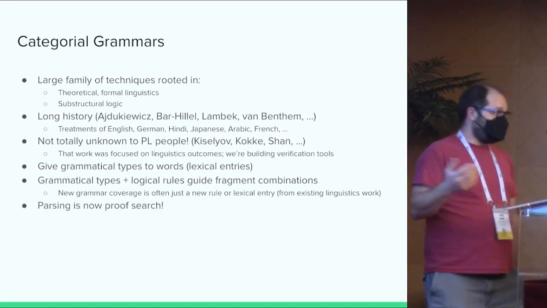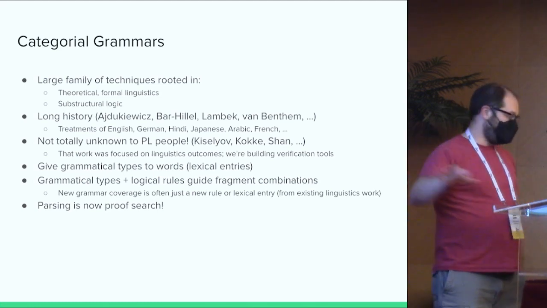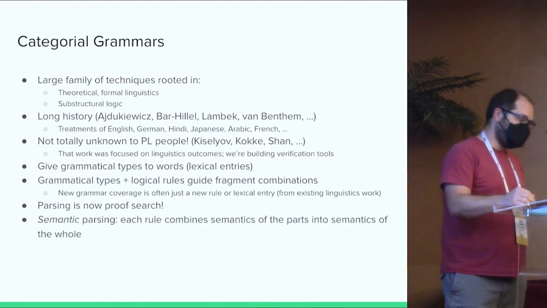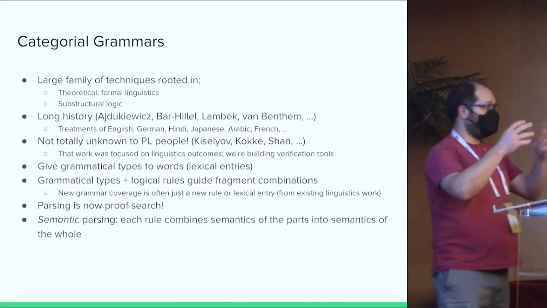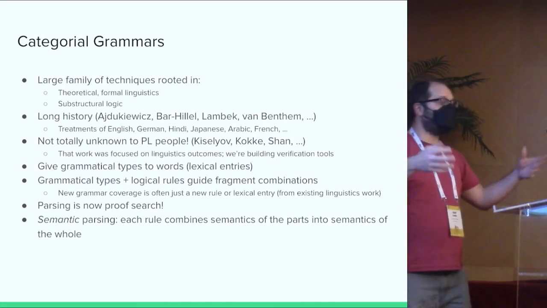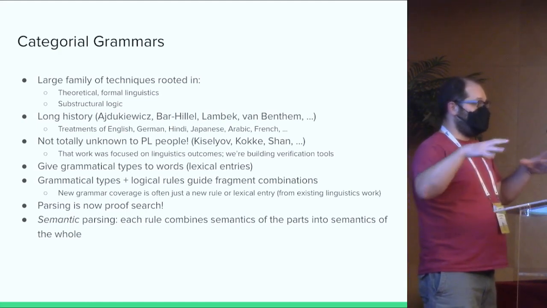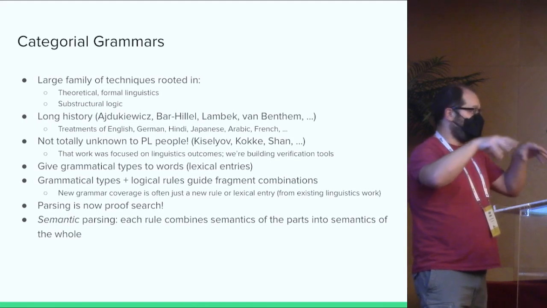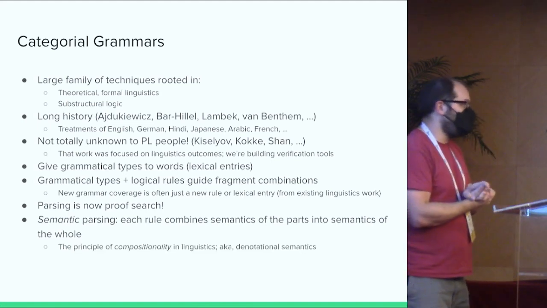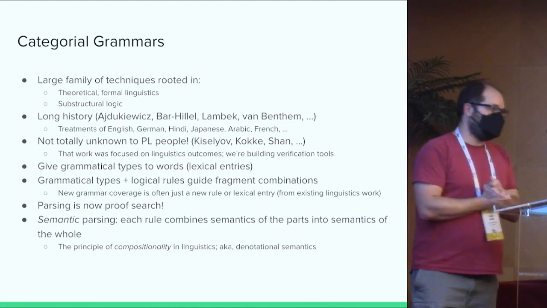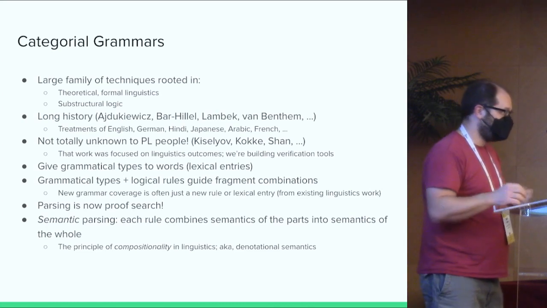So parsing now becomes proof search, and I'll show you on the next slide in a second. It's proof search in a particular kind of substructural logic. And this extends really naturally to what's called semantic parsing, which is parsing not just the sentence structure grammatically, but parsing out what is the meaning of this by building up the meaning of the whole sentence from meanings of smaller pieces, which actually goes under this banner of the principle of compositionality in linguistics, which is kind of like their analog of what we do when we talk about denotational semantics.